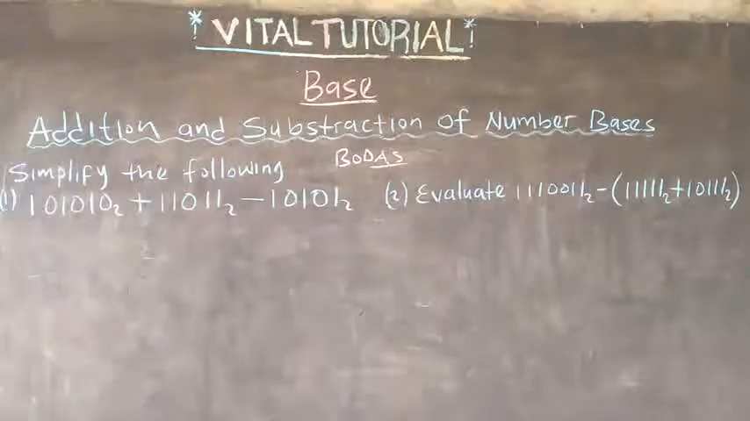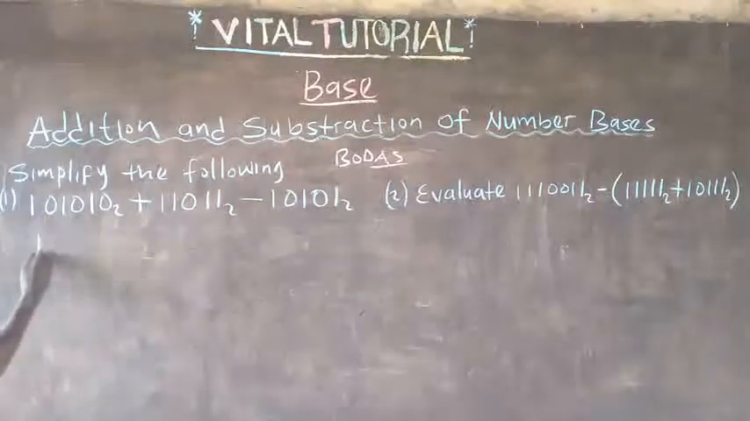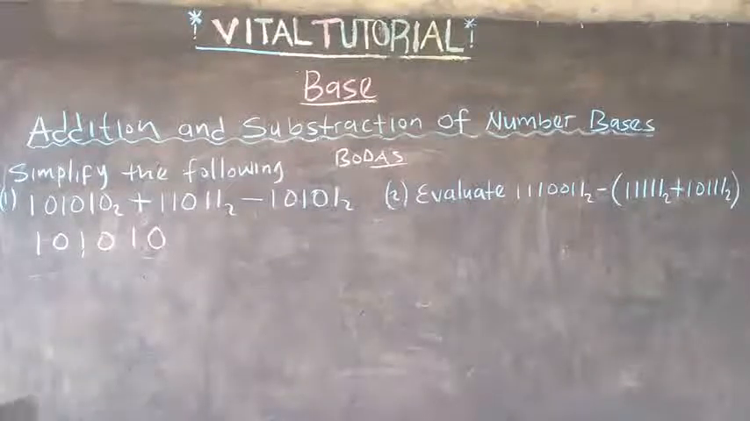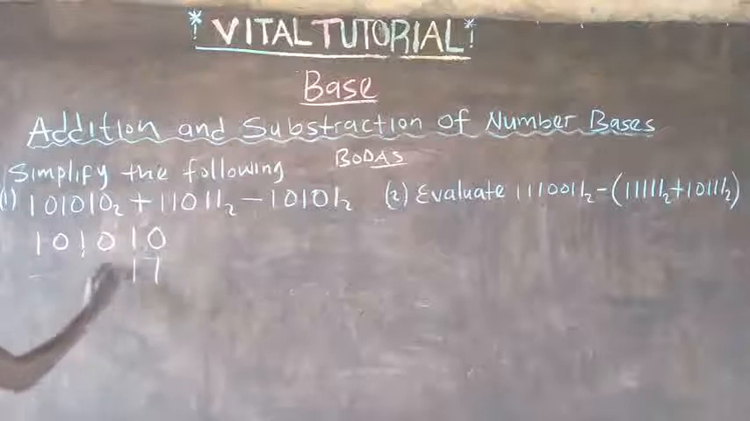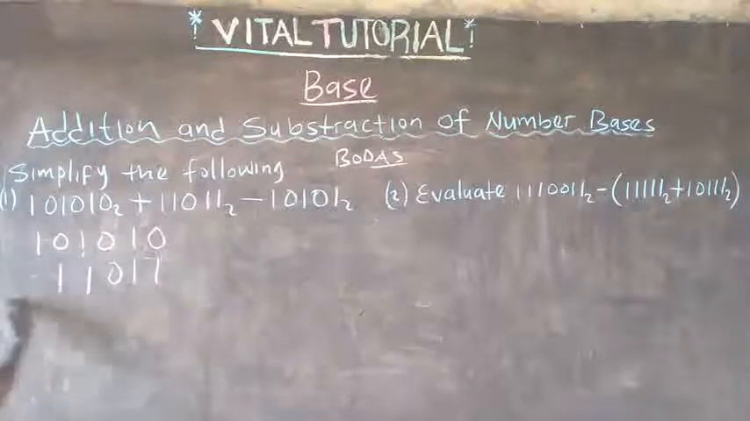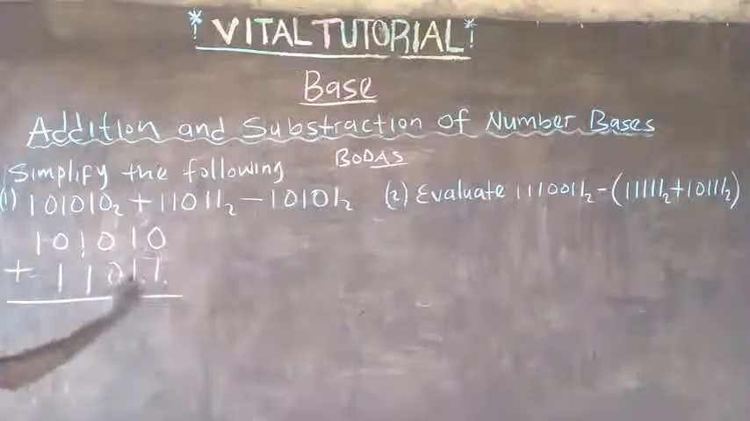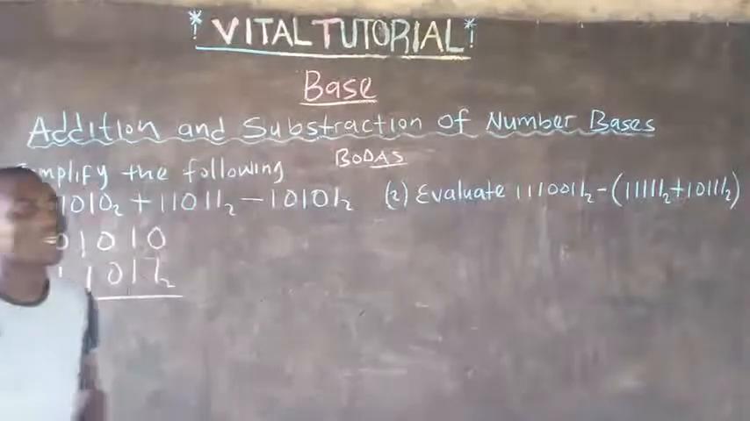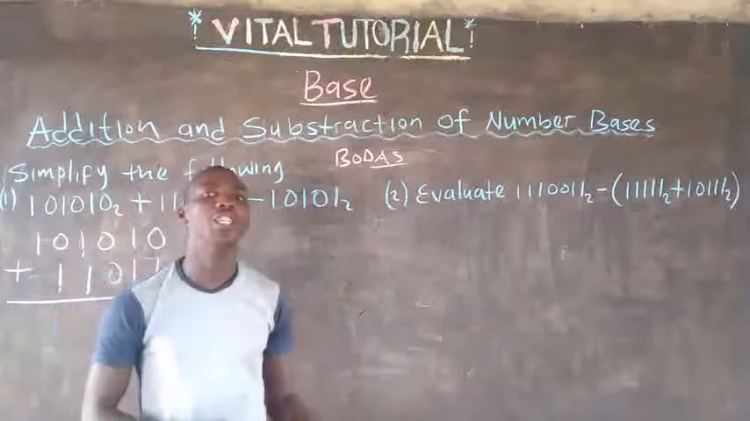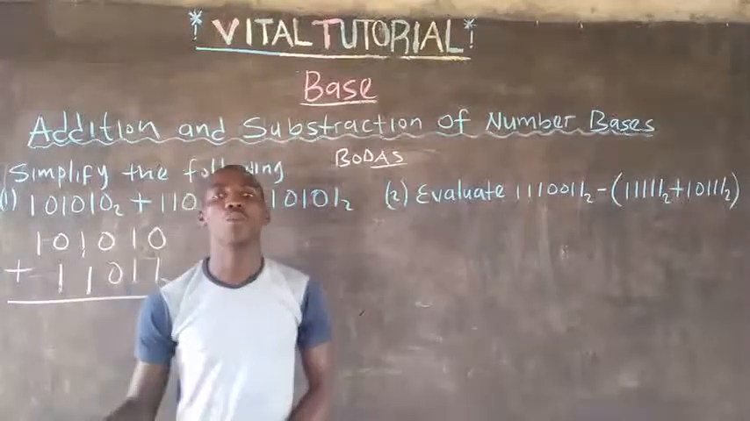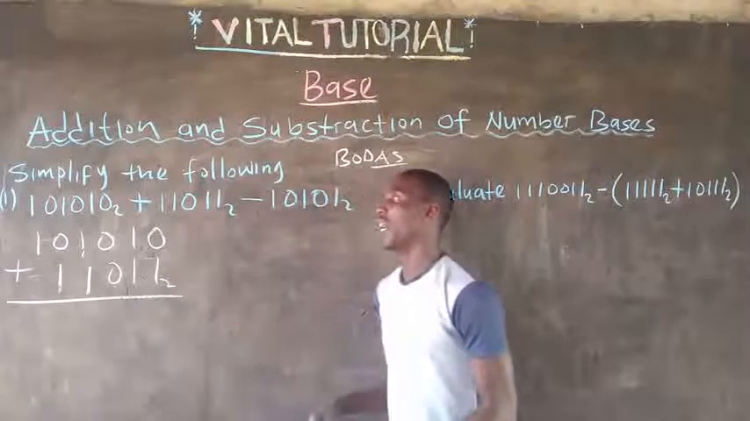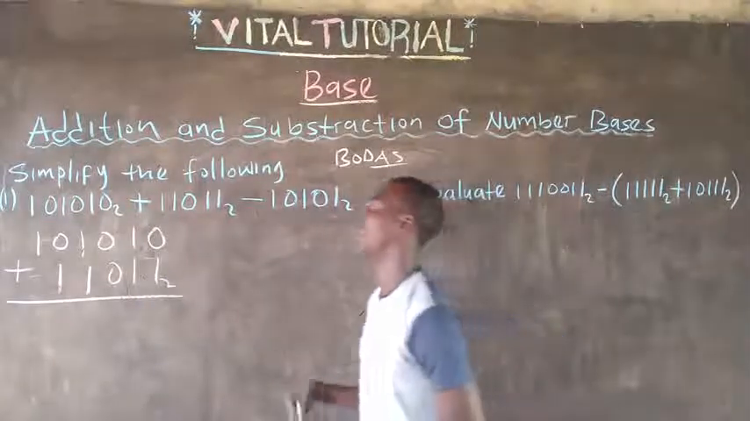So let's go. This is 101010 in base 2. This is 11011. You add them together first. And don't forget that this is base 2. Your answer should be between 0 and 1, because in a base, your answer must not be equal to your base, and must not be greater than your base.